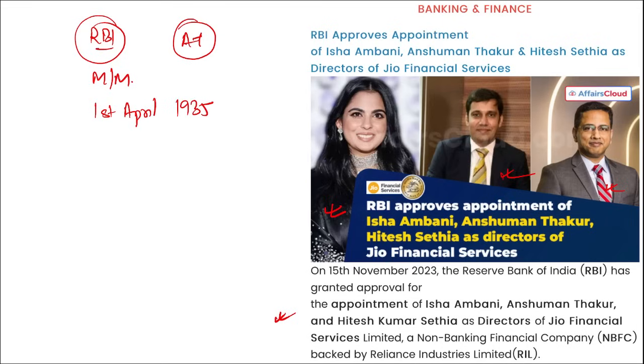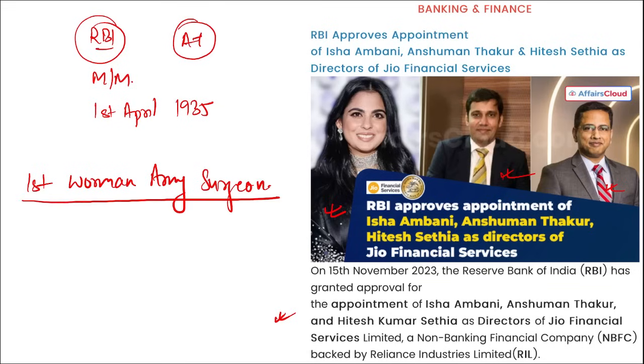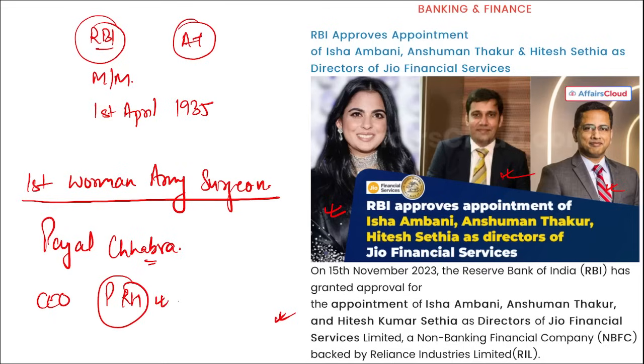The next thing you can also remember here, if I ask you, who recently became the first woman army surgeon to become a para commando? So the first woman army surgeon to become a para commando is Payal Chhabra. Payal Chhabra. Then who became the CEO of Penguin Random House? That is the house for publication, right? So he will be Nihar Malviya. Nihar Malviya became the CEO, that is Chief Executive Officer, of Penguin Random House.